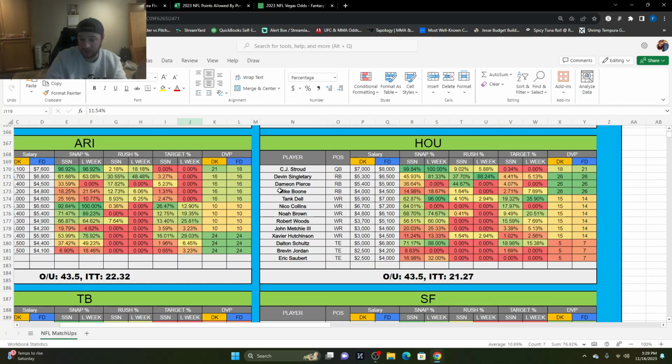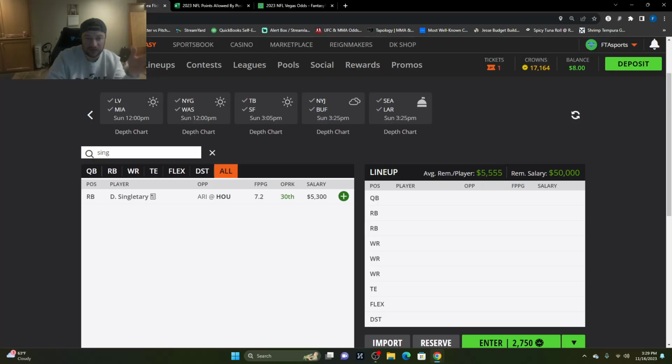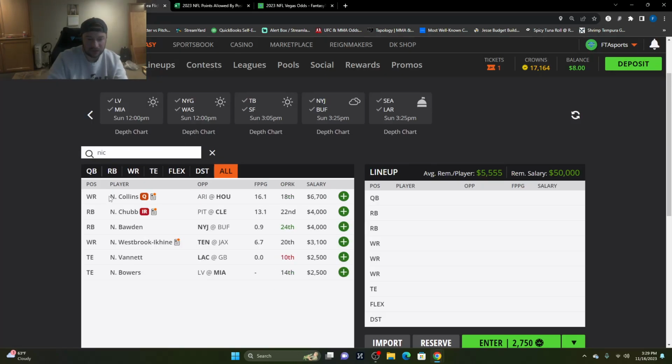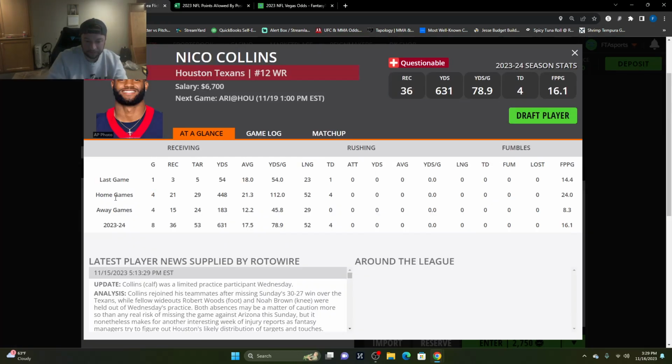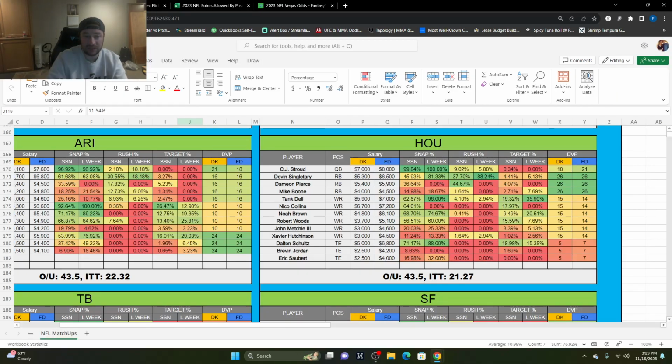Is any good matchup here? If Pierce is out, I love Stroud. I love Singletary. I love Tank Dell, especially if Nico Collins is out this week again. So, if Nico Collins is out, Tank Dell, I'm all over as well again. Robert Woods is a cheap option, had a touchdown last week. I'm okay with that. Dalton Schultz is questionable. If he's in, I like him as well. So, I love this matchup. I'm not using defenses with either of them. I would obviously use offenses all together here.